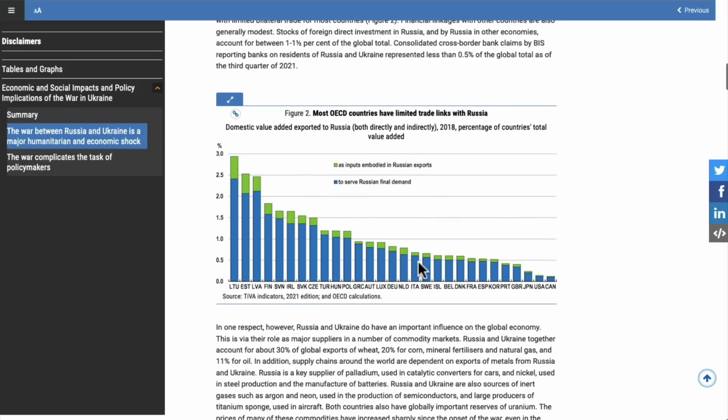This is a kind of a neat little thing. If you want to break down to see which country has the most exposure to this, this is domestic value added exported to Russia. 2018, this is the percentage of countries' total value added. It gives you the countries down here of which ones would be most affected. To serve Russia, final demand in blue, and as inputs embodied in Russian exports, these are the green ones. So the blue means it's imported into Russia and there's where it stays. The green means it's imported into Russia, it's part of another assembly of something else, and that then gets exported out.